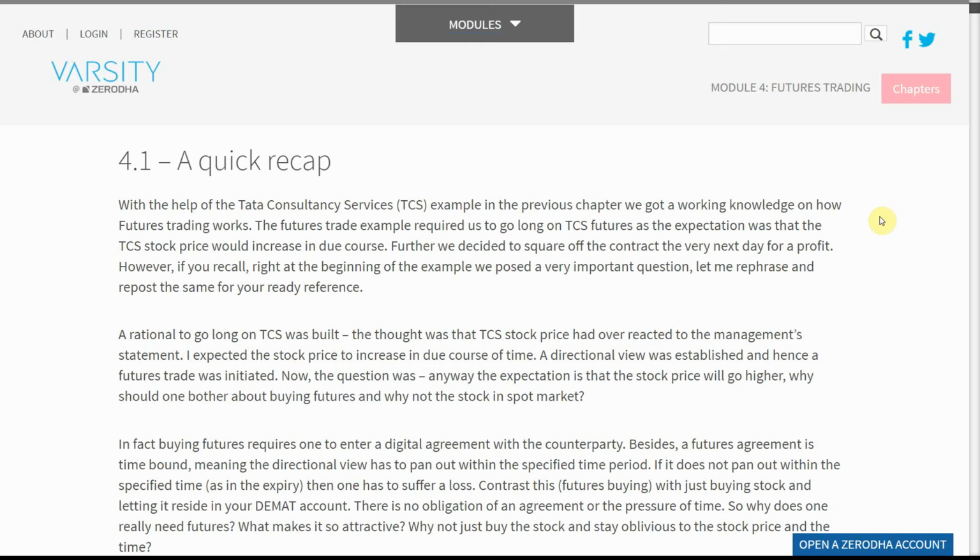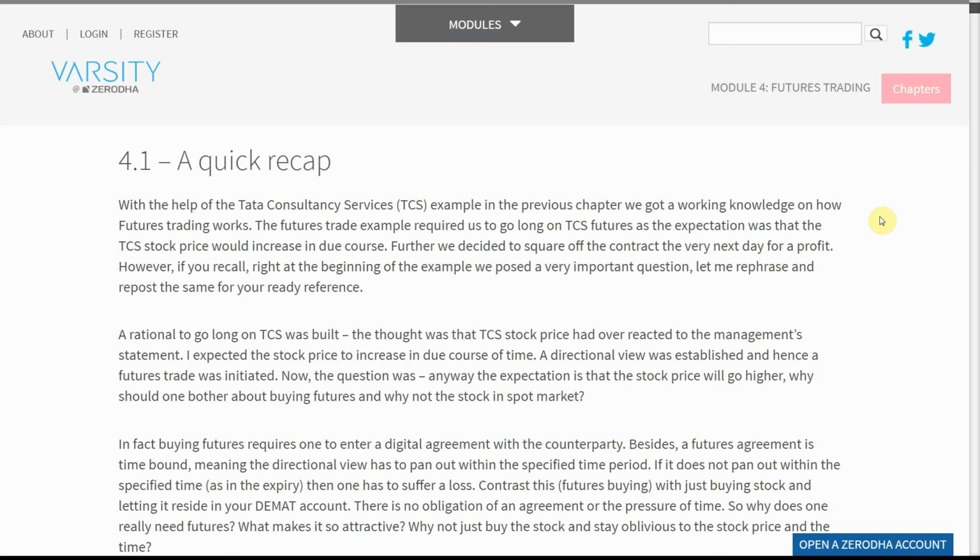However, if you recall, right at the beginning of the example we posed a very important question. Let me rephrase and repost the same for your ready reference. The rationale to go long on TCS was built. The thought was that the TCS stock price had overreacted to the management statement. I expected the stock price to increase in due course of time. A directional view was established and hence a futures trade was initiated. Now, the question was, anyway, the expectation is that the stock price will go higher. Why should one bother about buying futures and why not the stock in the spot market?